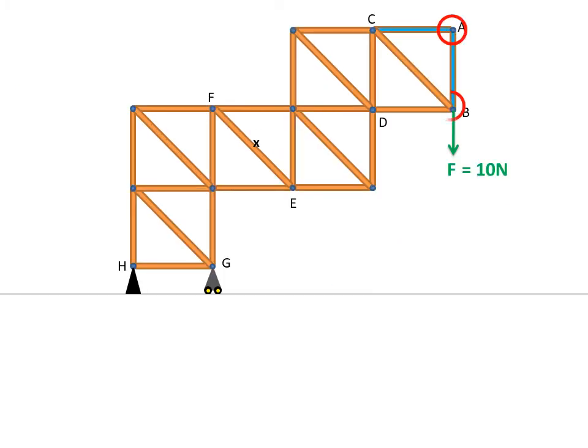After joint B, we can repeat the same procedure at joint C, joint E, until we reach the joints for member X. This requires a lot of calculations.